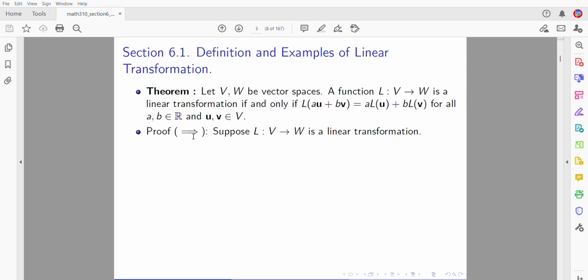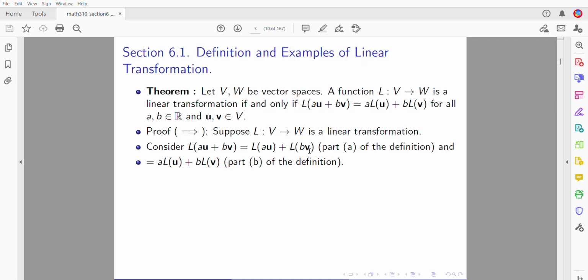Suppose L from V to W is a linear transformation. Consider L of au plus bv. Now notice L respects vector addition, that is part A of the definition, so it splits along the vector addition. L of au plus bv is L of au plus L of bv. Further, L respects scalar multiplication, so the scalar can come out in each case, which is exactly what you want.